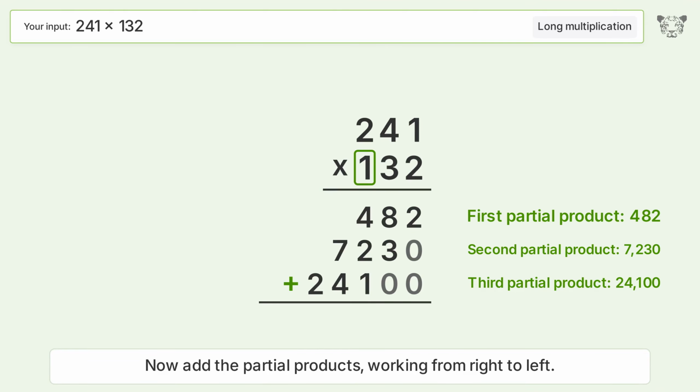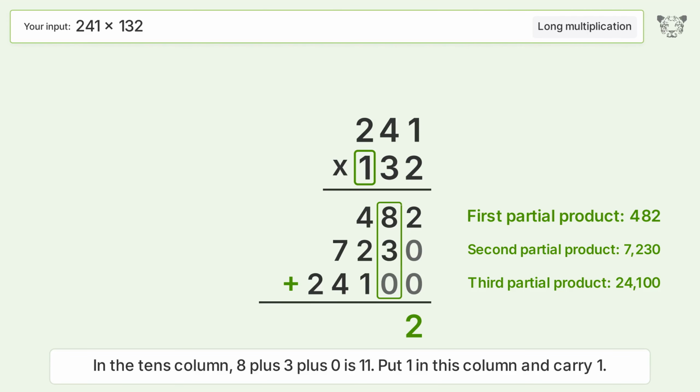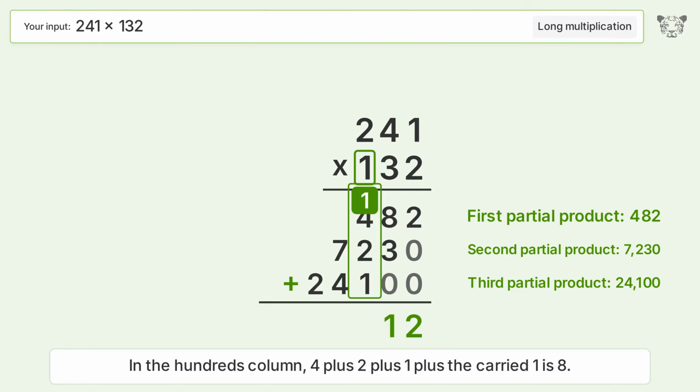Now add the partial products, working from right to left. In the ones column, 2 plus 0 is 2. In the tens column, 8 plus 3 plus 0 is 11. Put 1 in this column and carry 1. In the hundreds column, 4 plus 2 plus 1 plus the carried 1 is 8.